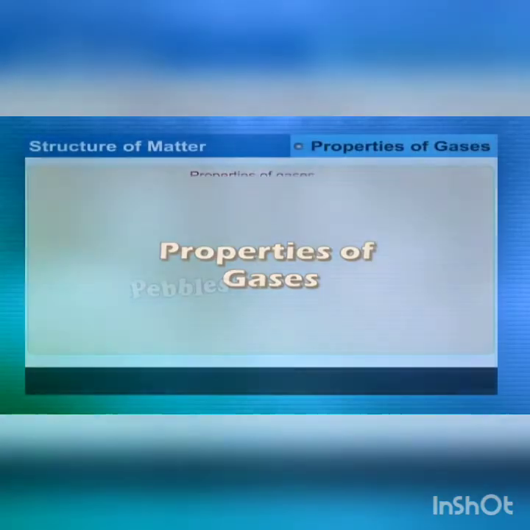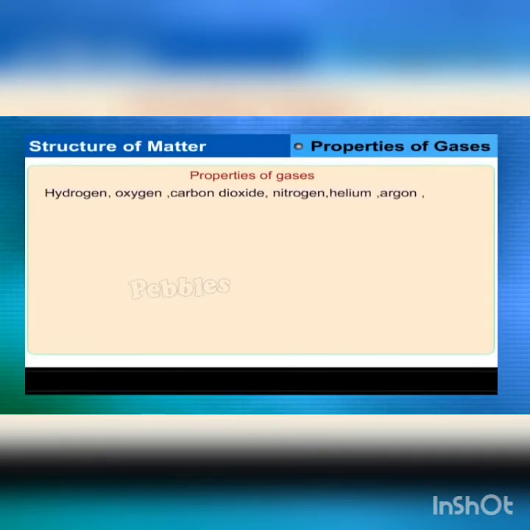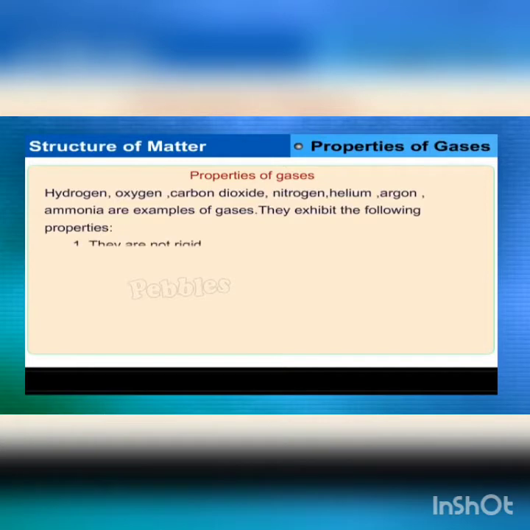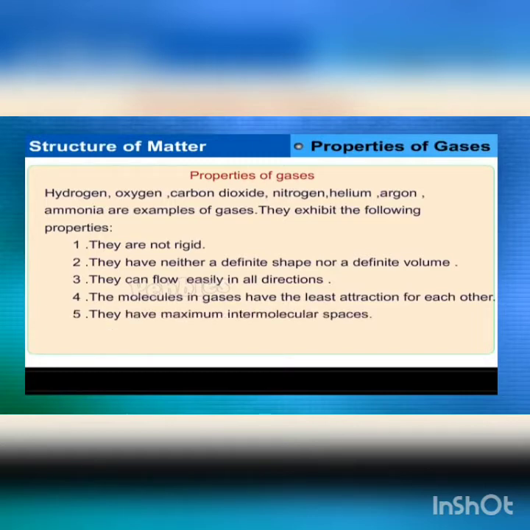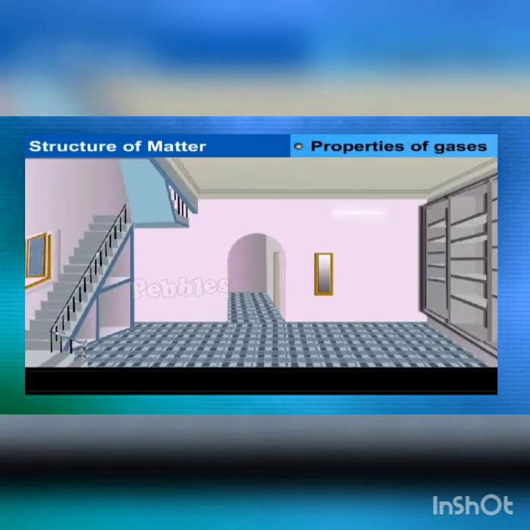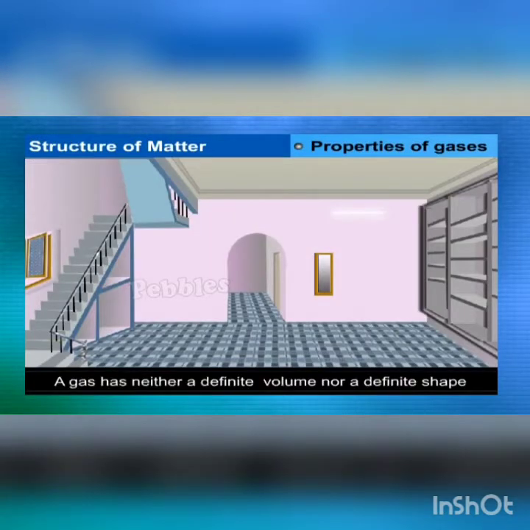Properties of gases. Hydrogen, oxygen, carbon dioxide, nitrogen, helium, argon, and ammonia are examples of gases. They exhibit the following properties. They are not rigid. They have neither a definite shape nor a definite volume. They can flow easily in all directions. The molecules in gases have the least attraction for each other. They have maximum intermolecular spaces. They can be compressed easily. A gas has neither a definite volume nor a definite shape.